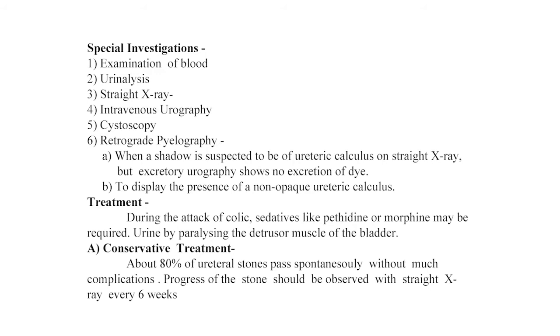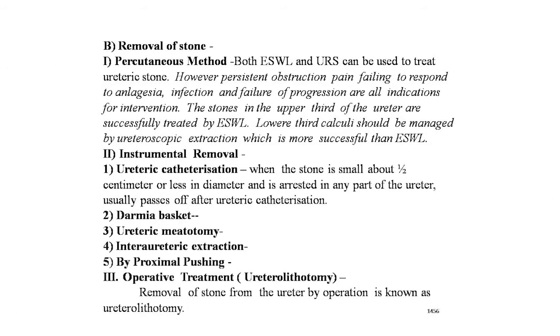Treatment: during the attack of colic, sedatives like pethidine or morphine may be required. Urine by paralyzing the detrusor muscles of the bladder. Now the conservative treatment: about 80% of ureteric stones pass spontaneously without any complications. Progress of the stone should be observed with straight X-ray every 6 weeks. Now the removal of the stones.